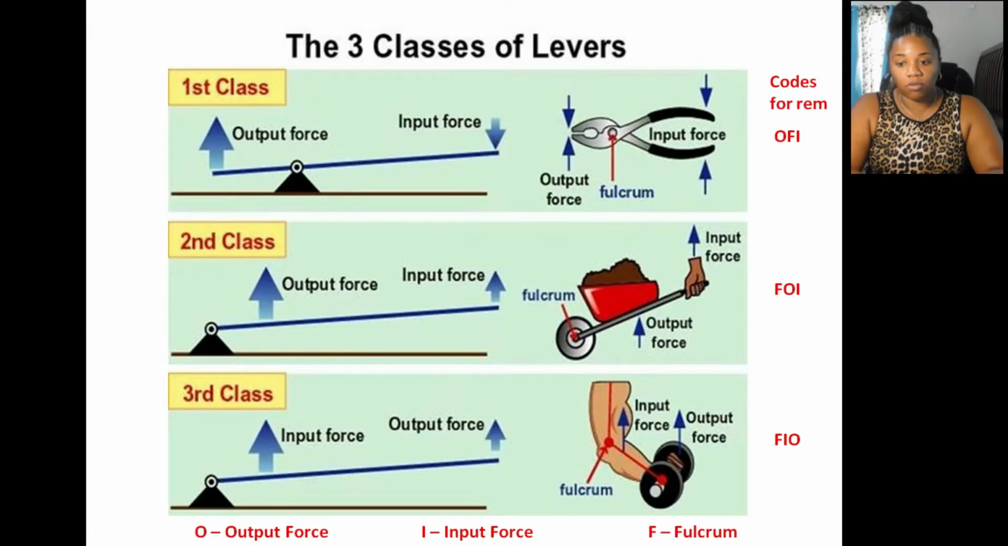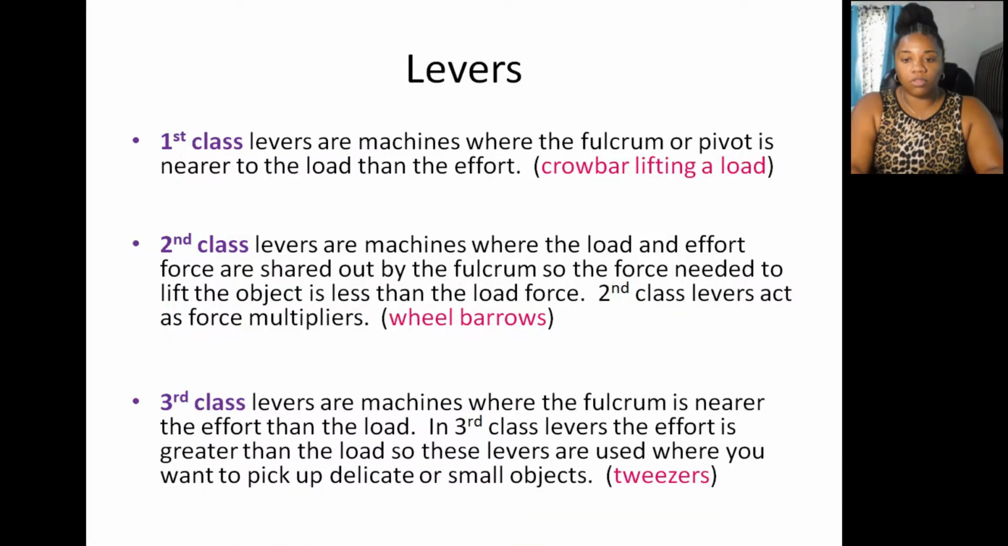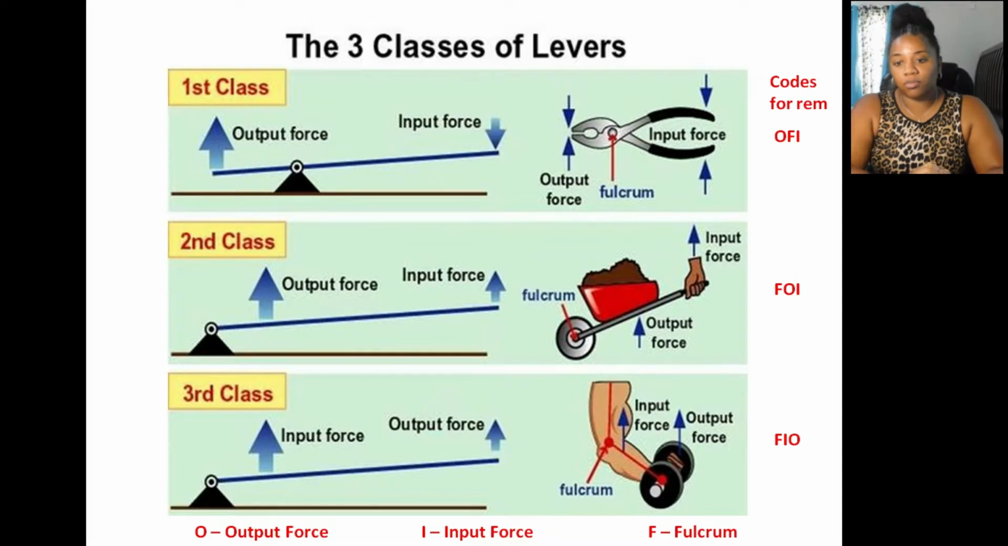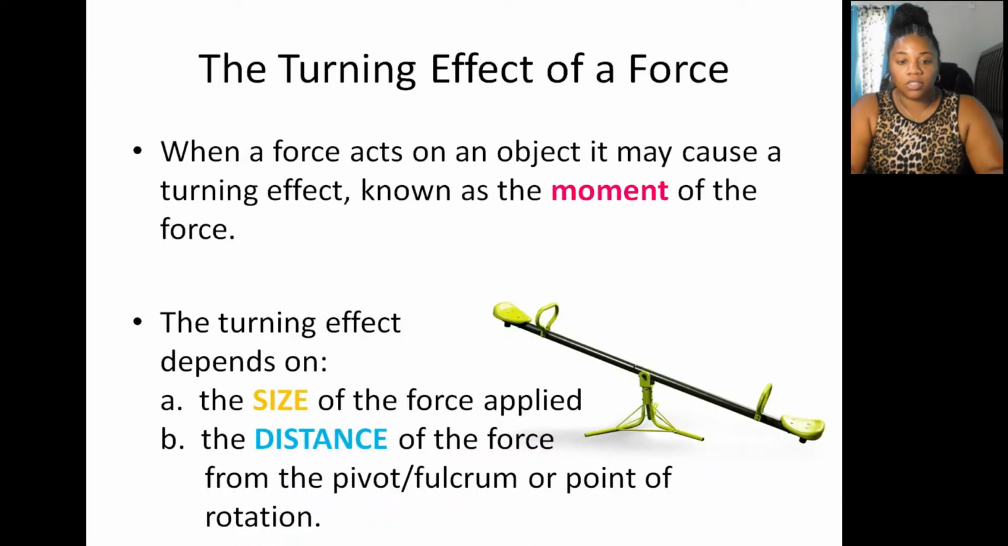And here we have an example of what I explained a while ago. In this case, instead of the crowbar, they now have a pliers. We have the output force, the fulcrum, and the input force. And then for second class again a wheelbarrow. And then for third class, you have a bicep lifting another force or weight. So those are all examples. Usually on a test, we would ask you for two examples of levers, of the classes of levers. Or maybe even two examples of a certain class of lever.